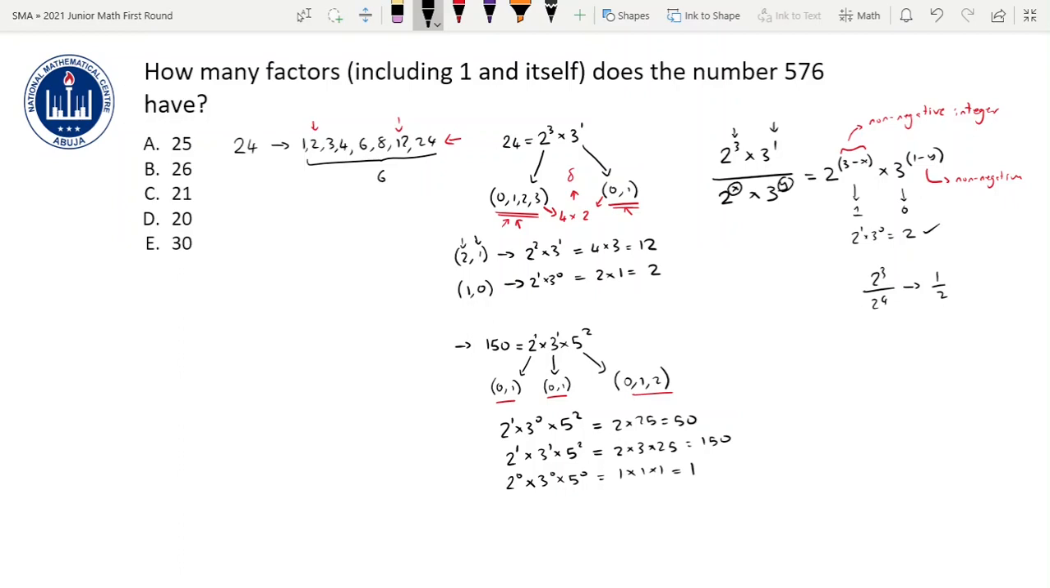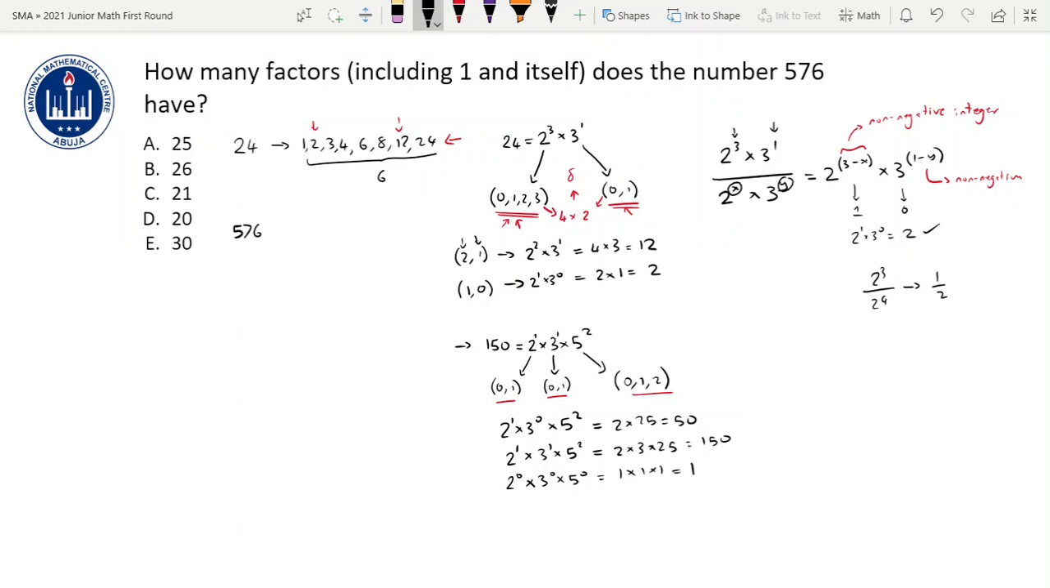So in general, if you're looking for the number of factors a number has, start by writing that number as a product of powers of its prime factors. And once you write that down, you're going to add 1 to each of those powers and multiply those together. So let's do that for the number we're solving for, 576.